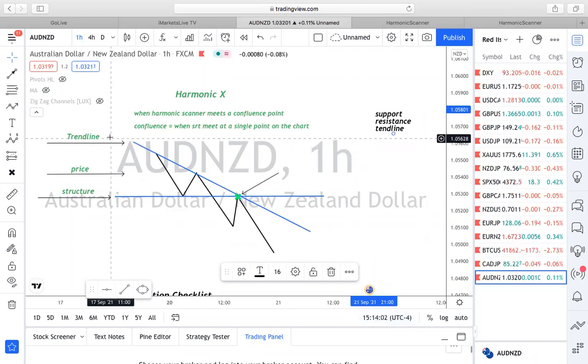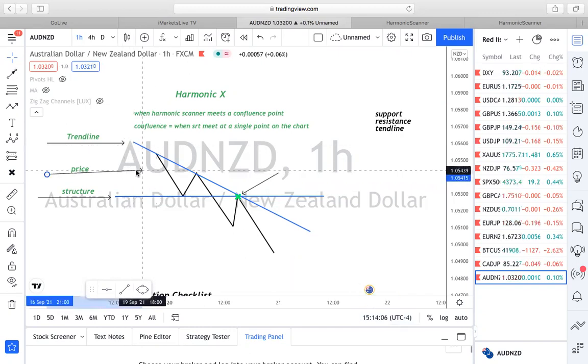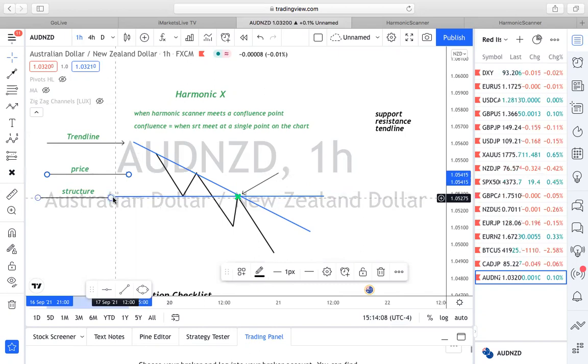As you can see, I have my trend line right here, I have my price right here, and I have my structure point, which can either be a support or a resistance level. Now, why is a confluence point maybe one of the best entries, and maybe one of the best moves in the market?